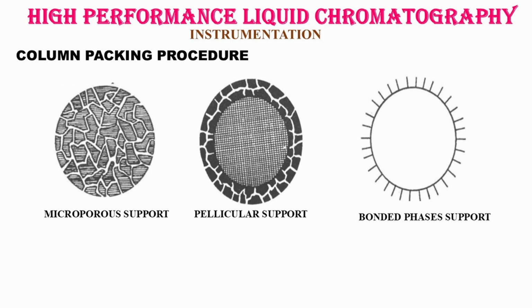A dense suspension of the packing material is prepared in a suitable solvent. The column is sealed with a porous plug at the bottom. The slurry is now pumped into the column at high pressure. The column so packed is then equilibrated for a long time by passing the developing solvent through it. Nowadays, pre-packed columns are available in the market.